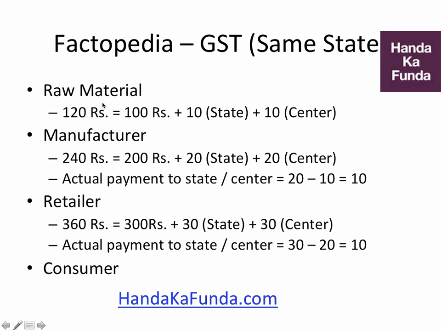10 rupees when the raw material was sold, 10 rupees when the transaction between the manufacturer and the retailer happened, and 10 rupees when the transaction between the retailer and the consumer happened. This is happening only when this entire transaction is happening in the same state. Will the things be different when they are happening in different states?